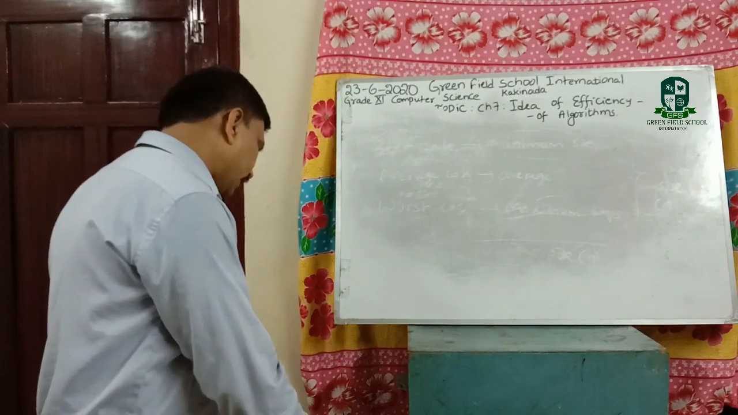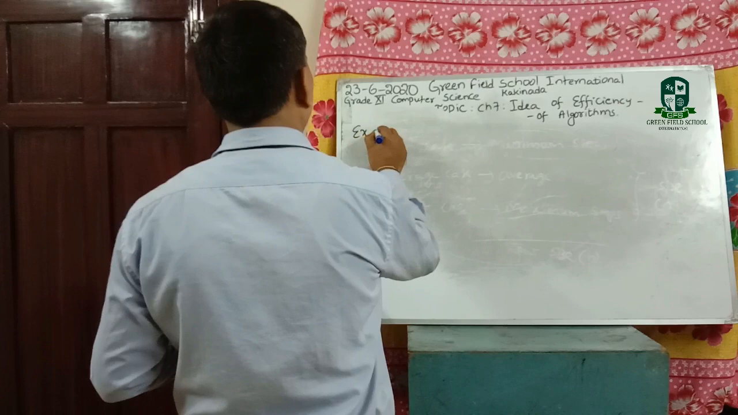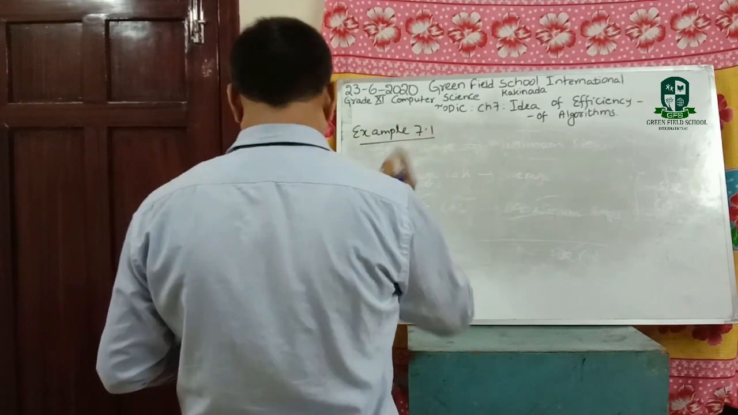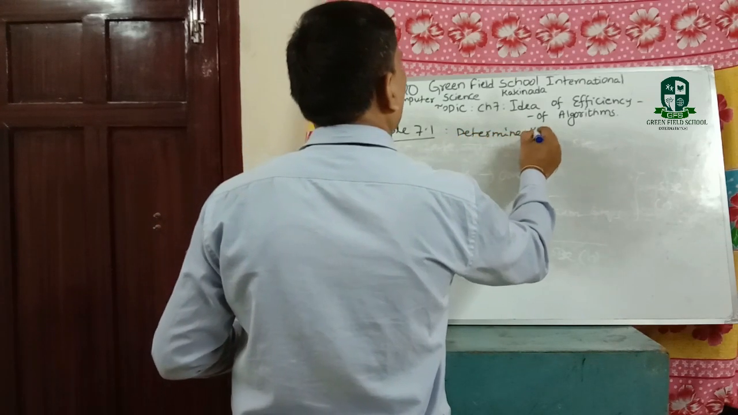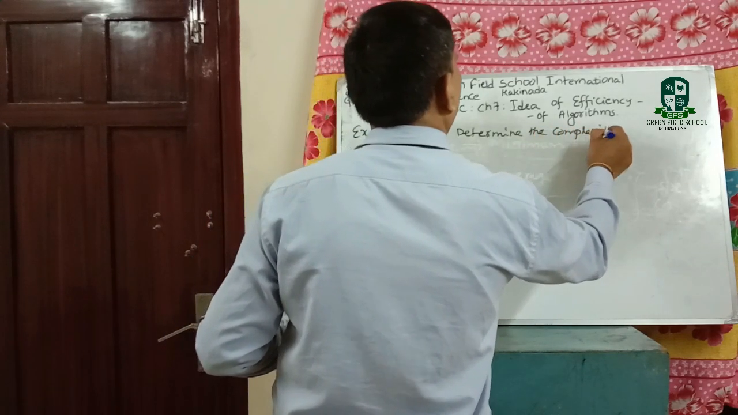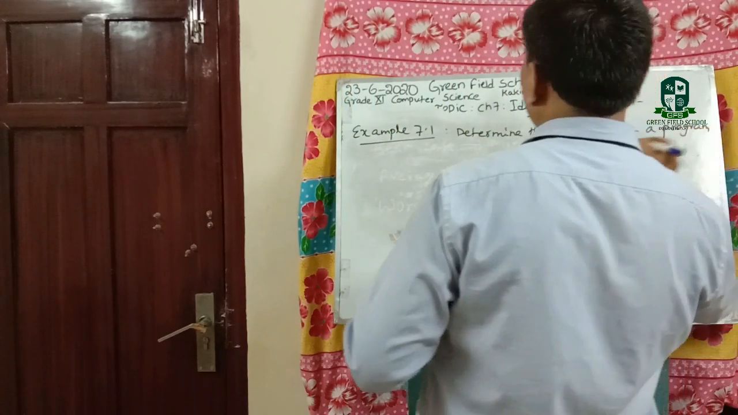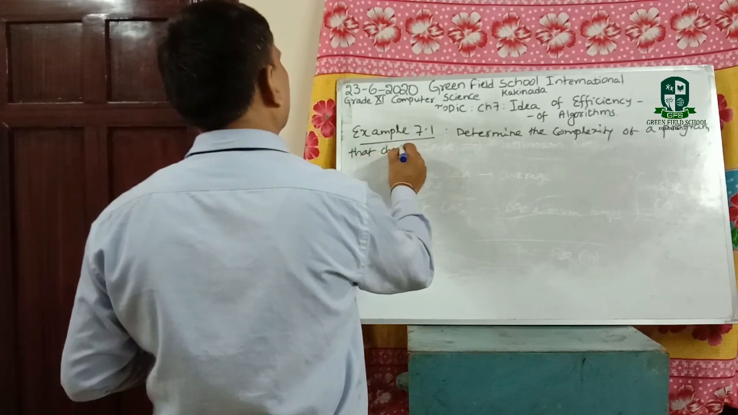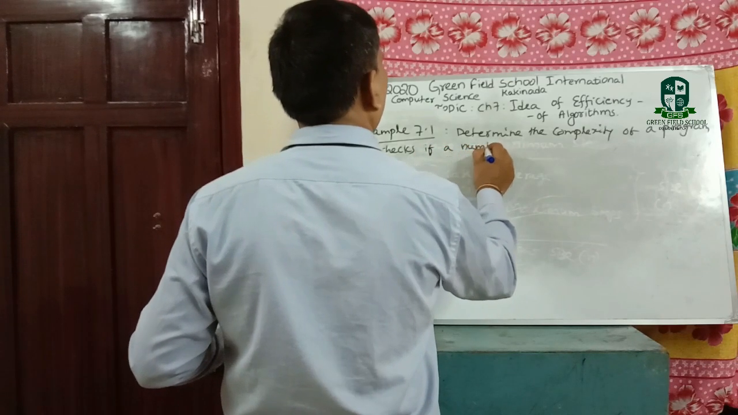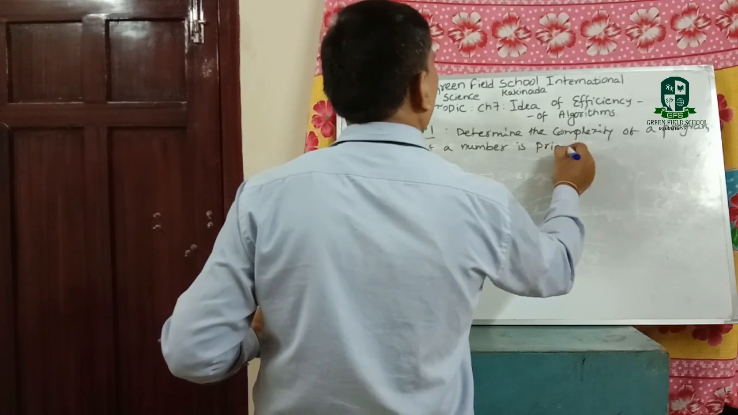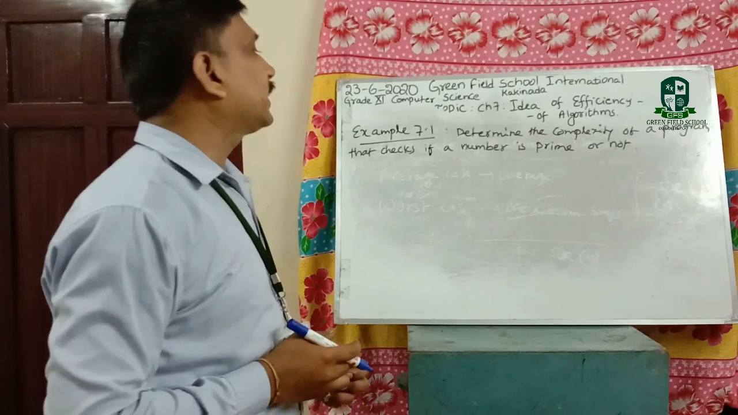I am taking one program here. Example 7.1: determine the complexity of a program that checks if a number is prime or not. So how to solve this problem?